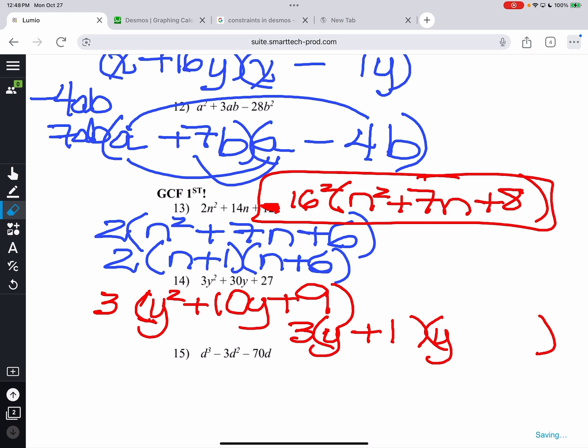Yep. So when there's still a greatest common factor, you keep it there? I was just about to address that. Thank you, Caroline Louise. Absolutely. Because when you finish and you want to check your work by foiling, it wouldn't work without it. You would only have y squared plus 10y plus 9. You would not have the 3y squared plus 30y plus 27. The only way you get back to that is to distribute the 3.